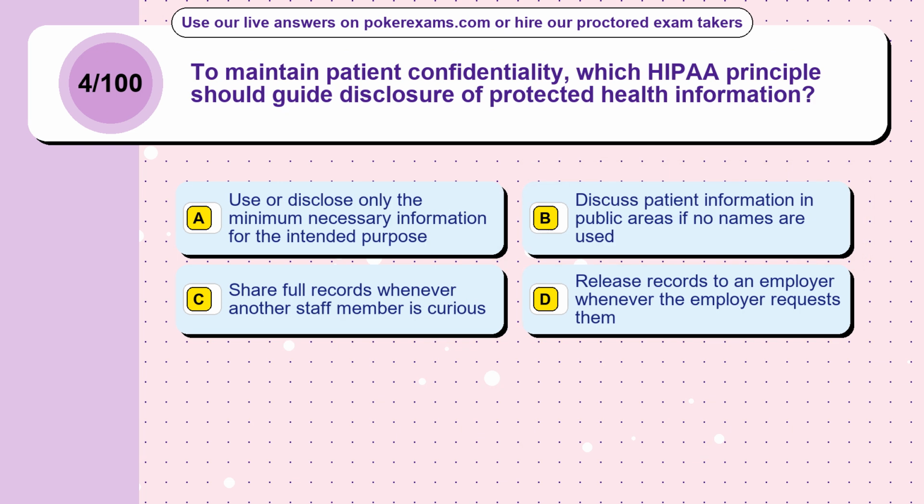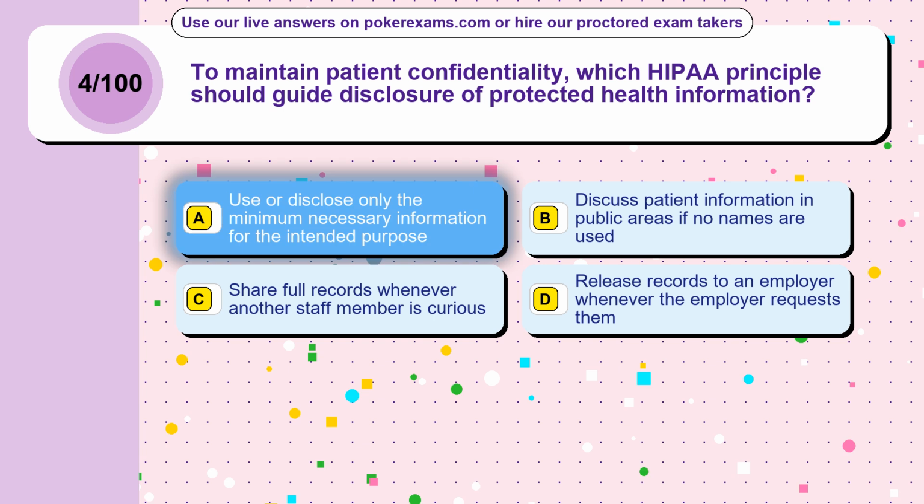Question 4. To maintain patient confidentiality, which HIPAA principle should guide disclosure of protected health information? Option A. Use or disclose only the minimum necessary information for the intended purpose. Option B. Discuss patient information in public areas if no names are used. Option C. Share full records whenever another staff member is curious. Option D. Release records to an employer whenever the employer requests them.